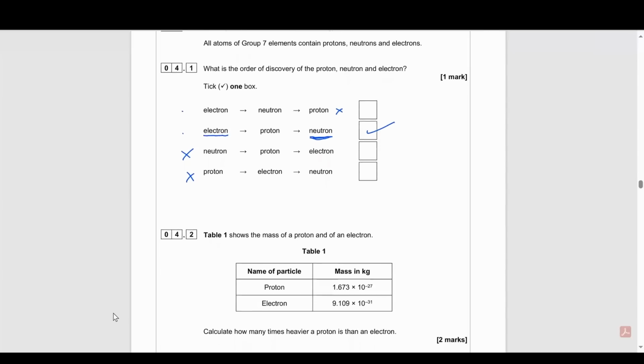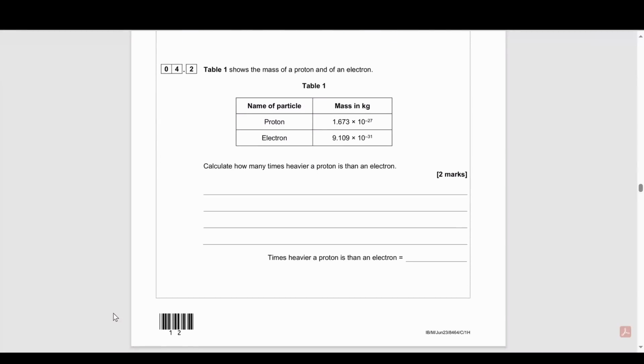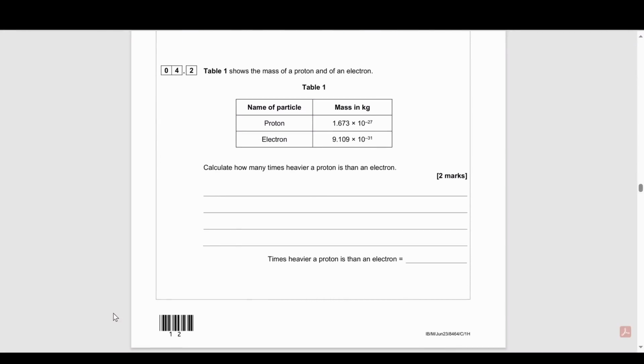4.2. Table 1 shows the mass of a proton and of an electron. Calculate how many times heavier a proton is than an electron. So if something is heavier, it's going to have a bigger number. But in this case, the way that we can tell that the number is bigger is by looking at the standard form. We can see that it's smaller. Because it's negative, the number should be smaller to indicate to us that it's bigger.